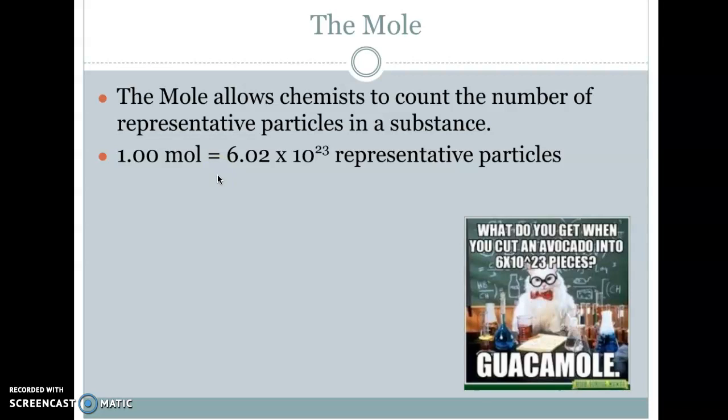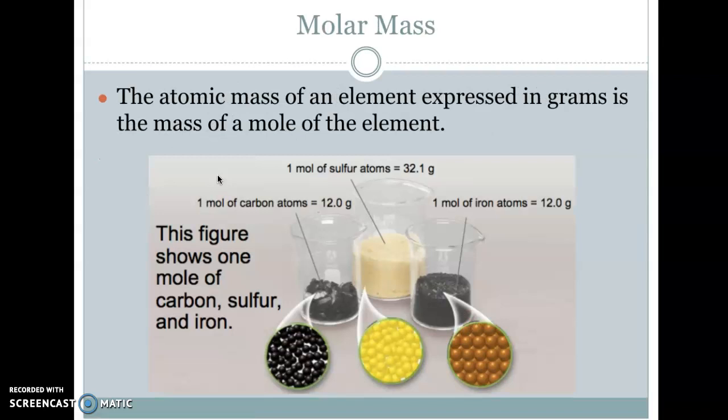Now the other thing that we're doing today is looking at the concept of molar mass. The molar mass is the atomic mass of an element expressed in grams. That's the mass of 1 mole of an element. This is information that we can get from our periodic tables, and I'll show you the periodic table in a little bit. In this first one, 1 mole of sulfur atoms is 32.1 grams. So if we can measure out 32.1 grams of sulfur, that tells us we have 1 mole, and that also tells us that we have 6.02 times 10 to the 23rd sulfur atoms in that container.